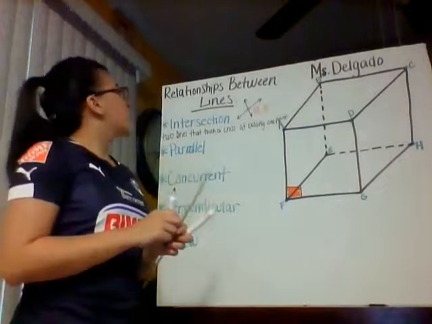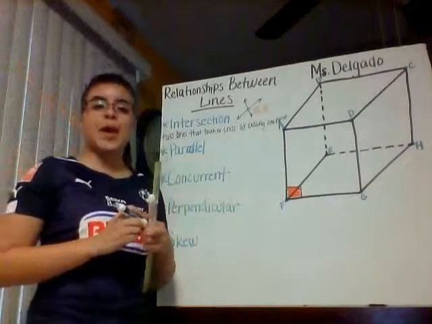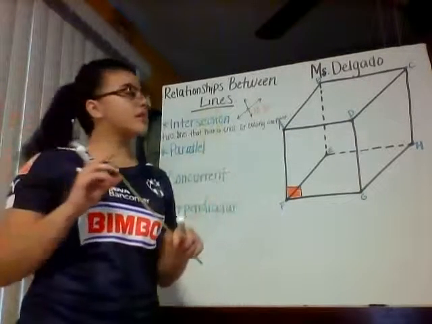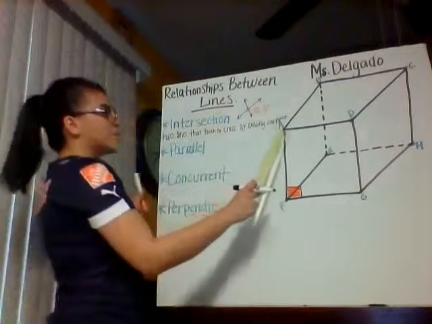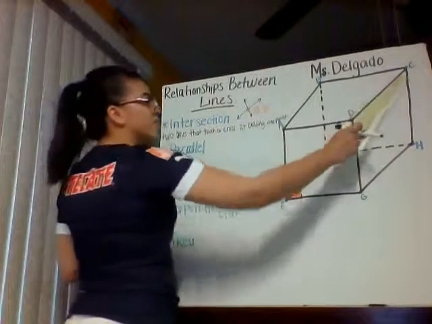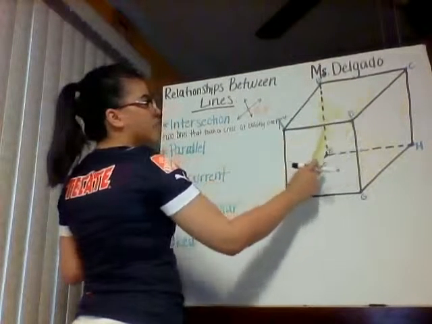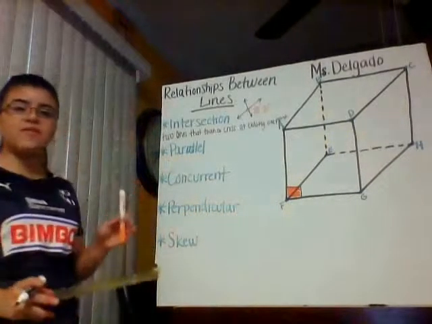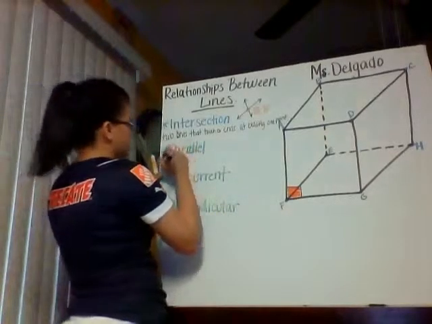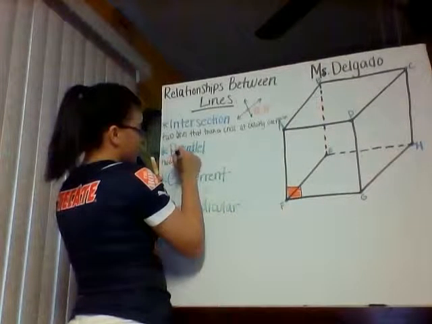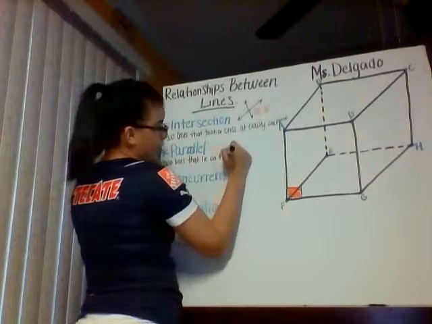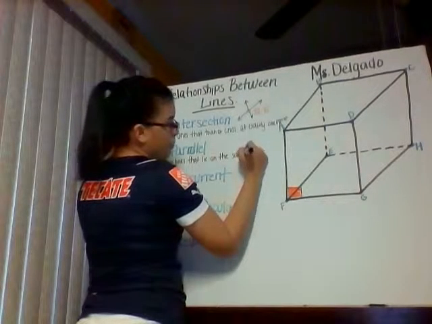Our next relationship between lines is going to be parallel lines. Parallel lines are two lines that lie on the same plane, meaning they're going to be on either this face of the cube, this face of the cube, or this face of the cube. They all have to be on the same face because they lie on the same plane.